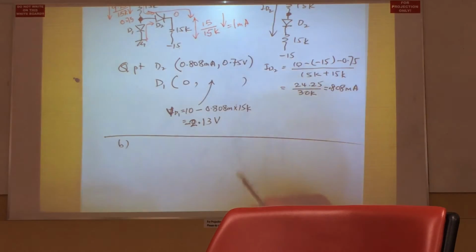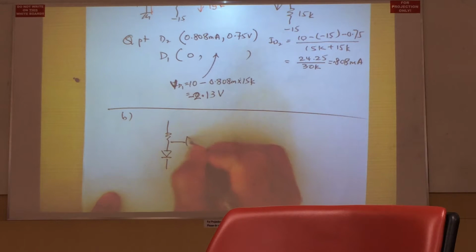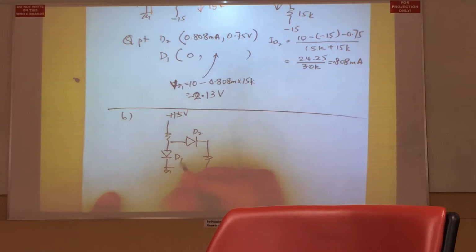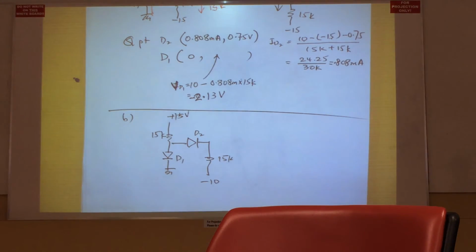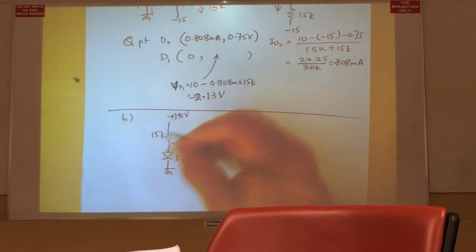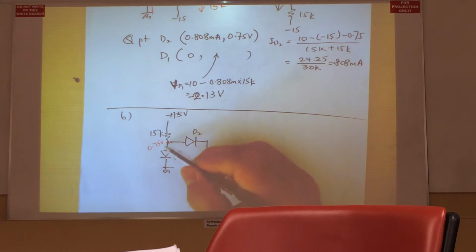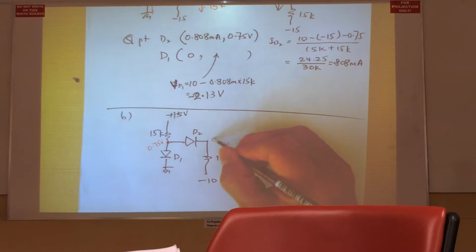Okay, let's take a look at part B. In part B, we have this, 10 volt plus 15 volt. Alright, we have D2 here. This is going to ground D1. Alright, this is 15K as well. Alright, 15K. So again, by the same way of analyzing this, we say that both diodes are conducting. And therefore, if both diodes are conducting, I expect the voltage here to be plus 0.75 volt. And if this is forward bias and this is also forward bias, I expect this to be 0 volt.